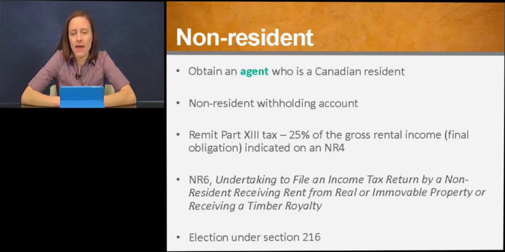It may be possible to withhold 25% on the net rental income by completing the Form NR6, undertaking to file an income tax return by a non-resident receiving rent from real or removable property or receiving a timber royalty. If approved, then there is a requirement to file a return. For more information on that topic, please consult the guide T4144, Income Tax Guide for Electing under Section 216.